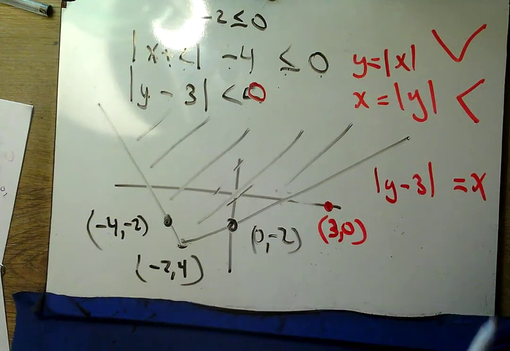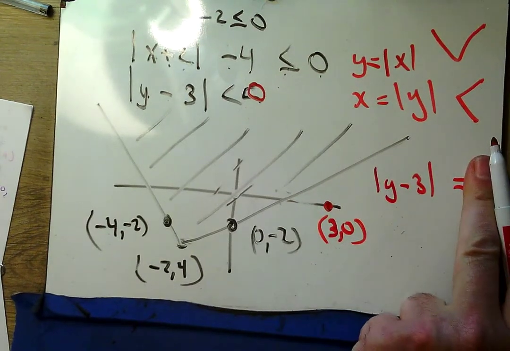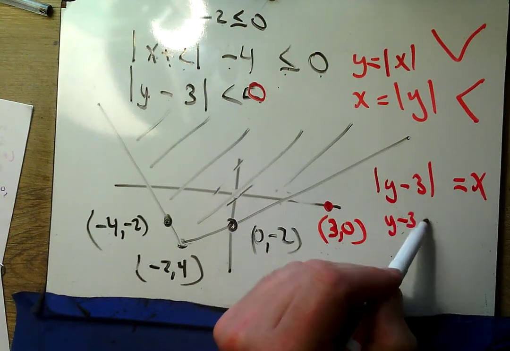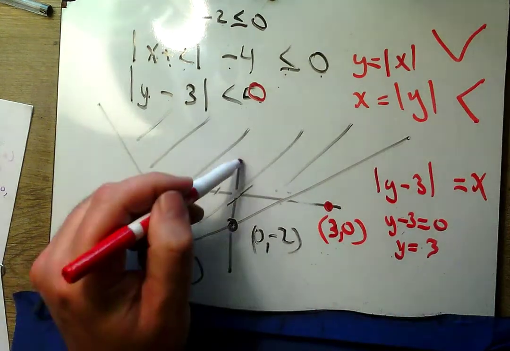Okay, what else do I have on the graph? Well, if I plug in a 0 for x, I've got y minus 3 equals 0. So then y equals 3. What about this point?